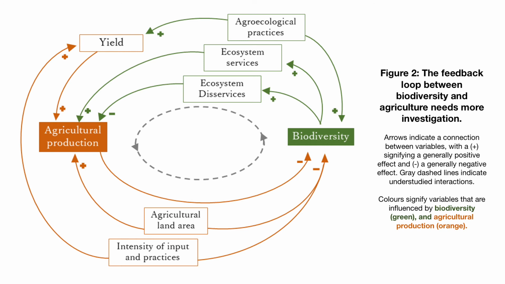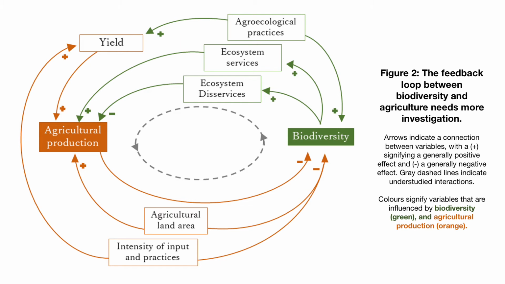In this figure, we simplify figure 1 to talk about how biodiversity interacts with agricultural production. For example, we know that biodiversity increases the number of ecosystem services that provide benefits to agricultural production. However, it also provides ecosystem disservices through pests and pathogens, which have negative impacts on agricultural production. Agroecological practices can benefit yield and biodiversity. However, overall, we find that agricultural land area and intensity of agriculture have negative impacts on biodiversity.